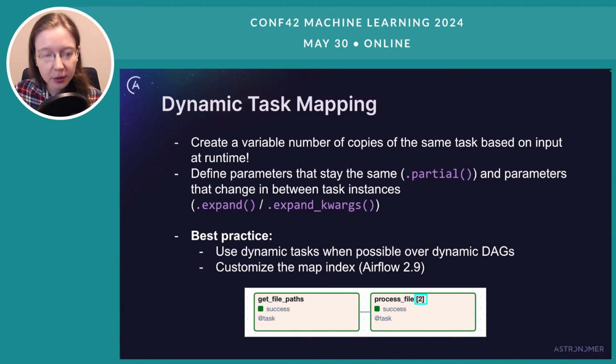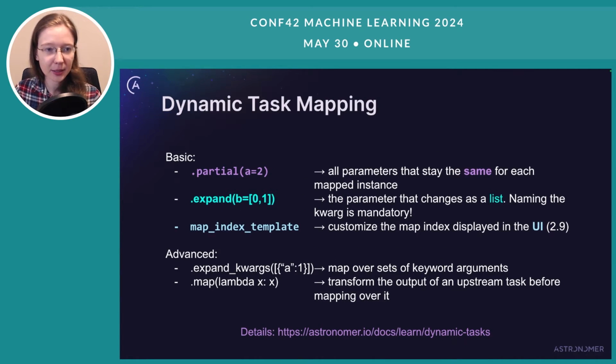The best practice here, use dynamic tasks whenever possible, especially over dynamic DAGs. Dynamic DAGs, that's still a valid use case for them in many cases, but there are some cases where people use dynamic DAGs that would be really possible to address with dynamic tasks, which are much more observable and easier to use. The other best practice is to customize the map index. This is an Airflow 2.9 feature. So this is fairly new, but it makes it much easier to find the logs of a specific dynamically mapped task.